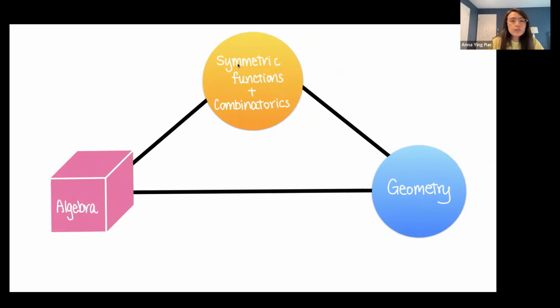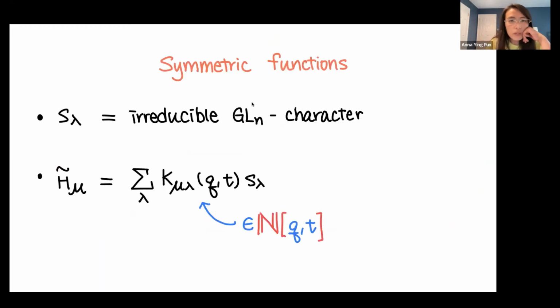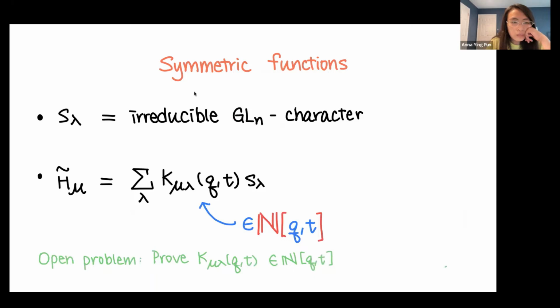Well, there is some combinatorics already, because to define the modified Macdonald polynomial, Haiman, Haglund, and Loehr have a very good paper on how you do that using tableaux. But unfortunately, we still don't know how to prove combinatorially that these are in N[q,t]. So this is still open.